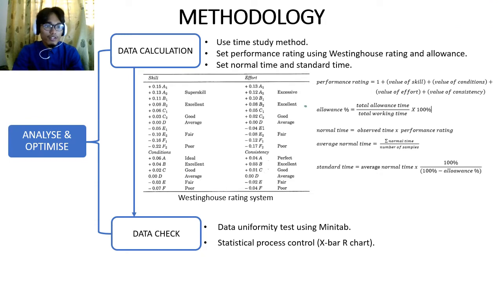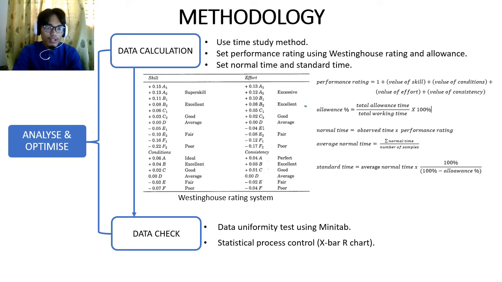For the analyze and optimize phase, there are 4 steps. First, data collection. During this step, the time study method is used to find the normal time and standard time for the fabrication process. The performance of students is rated using the Westinghouse rating system first before calculating the normal time. Then, allowance time is identified before calculating the standard time. These are the equations involved during the time study.